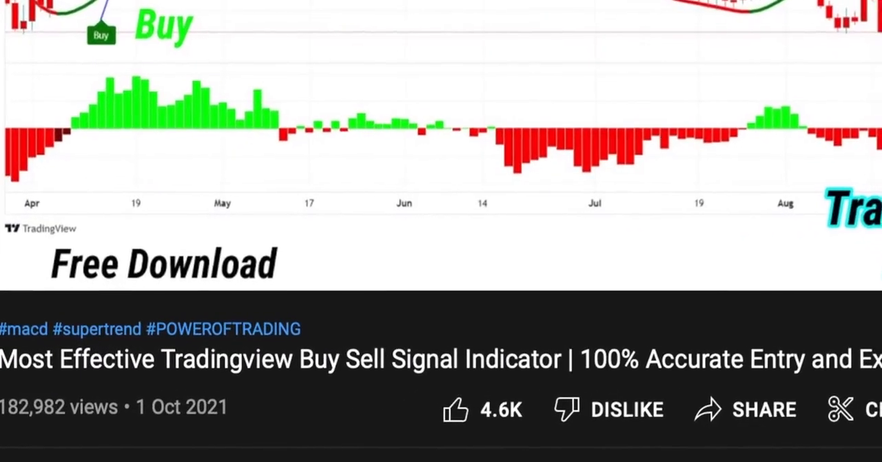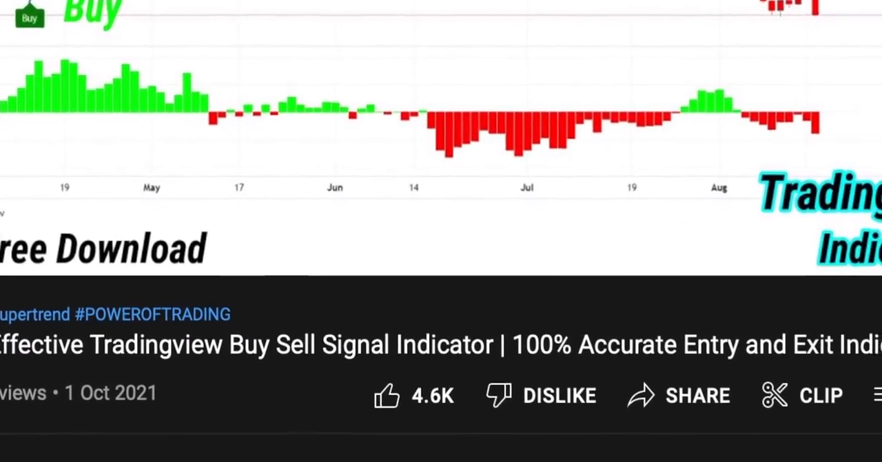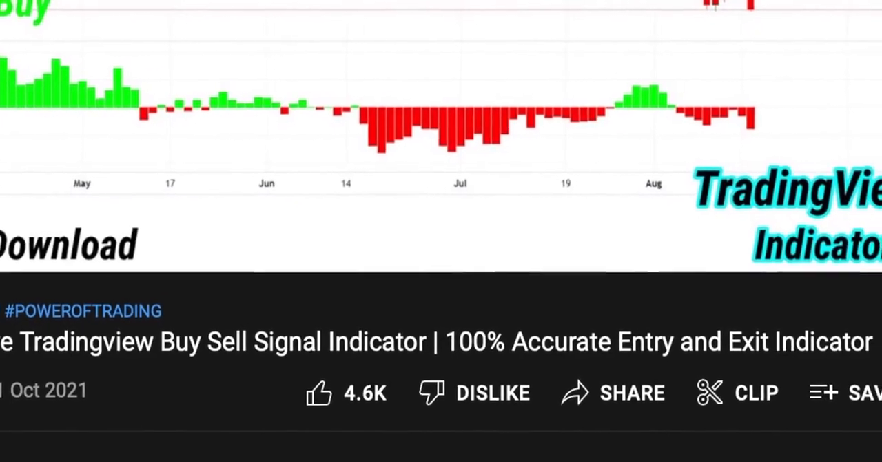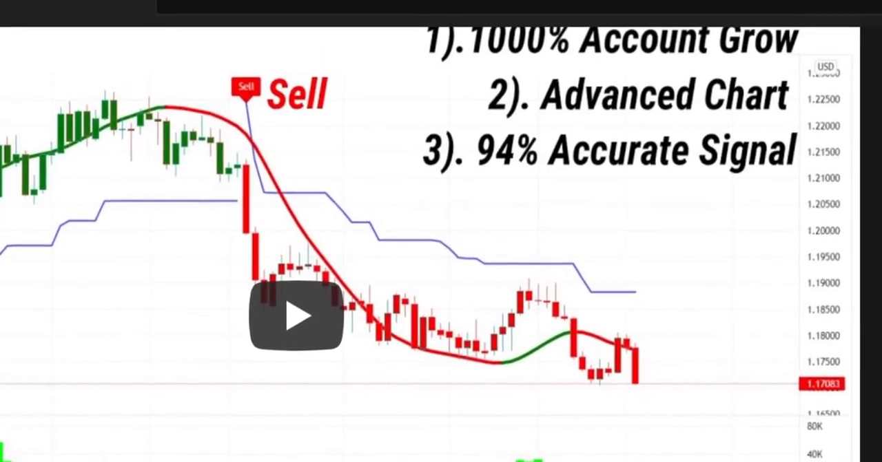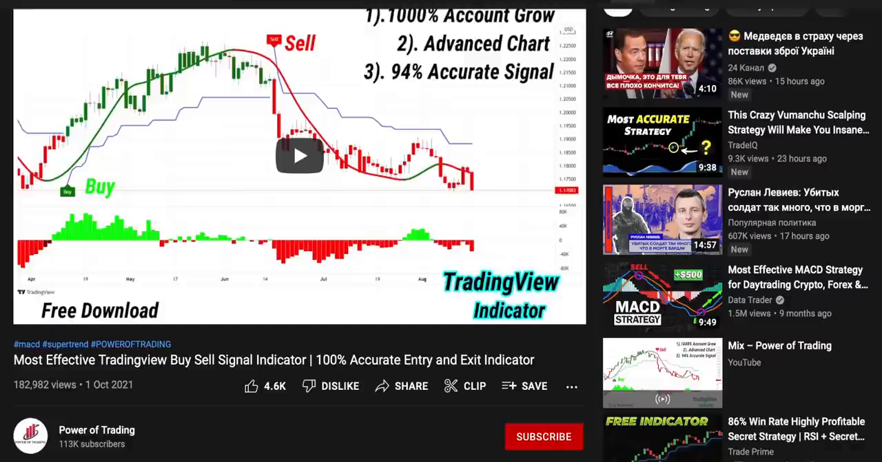In this video, I will test the most effective TradingView buy-sell signal indicator strategy that gives 100% accurate signals, and it can potentially increase your account size by 1000%. Sounds really promising, so let's actually see what this is all about.